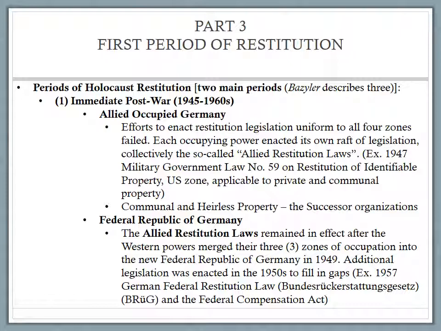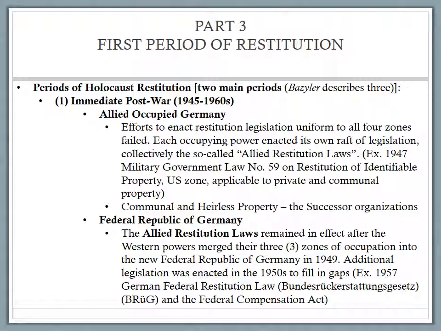But what about communal and heirless immovable property? As we discussed, there are two different types of real estate. And restitution of communal property in the Western occupation zone and also later in the FRG took place under the framework of the Allied restitution laws. The laws, which we described briefly, also gave power to so-called successor organizations to manage communal and unclaimed or heirless property. The successor organizations in the Western occupation zones were the Jewish Restitution Successor Organization, the JRSO, in the American occupation zone, the Joint Trust Corporation, JTC, in the British occupation zone, and the JTC French branch in the French occupation zone, with a joint branch for property located in Berlin.